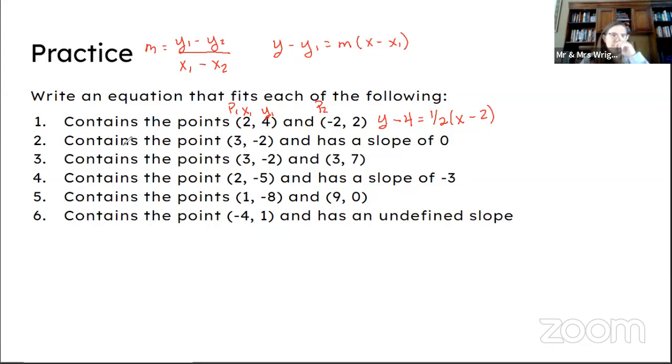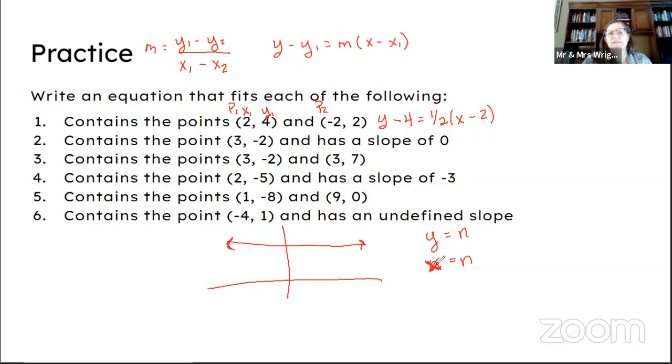All right, so now I'm asked to write an equation for a line that contains the point (3, -2) and has a slope of 0. Remember, if something has a slope of 0, it is a horizontal line. So that means it's one of our ones that's a constant. Let's think of this on a coordinate plane. Is it going to be y equals a number or x equals a number?